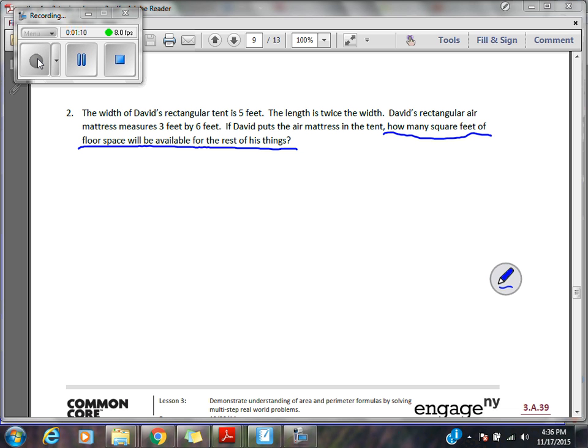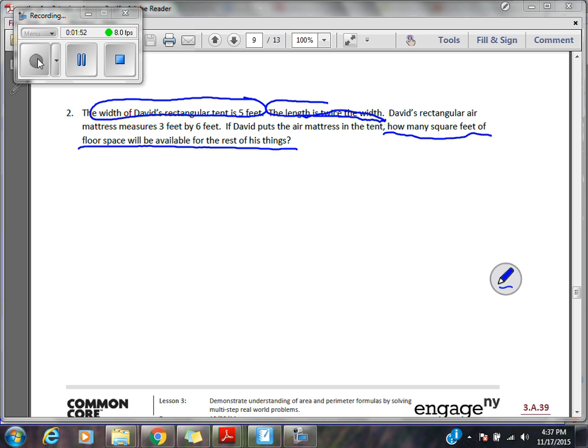So it says the width of David's rectangular tent is 5 feet. Now, we know that that is one of the sides. We also know, I'm going to circle that, by the way, that the width is 5 feet. But one thing we also know is in knowing the width, and it tells us the length. We know the width and the length of something, we know that we can find the area of something. What is area? That would probably be the third thing I would write down. Area is the total number of square units it takes to fill a space.